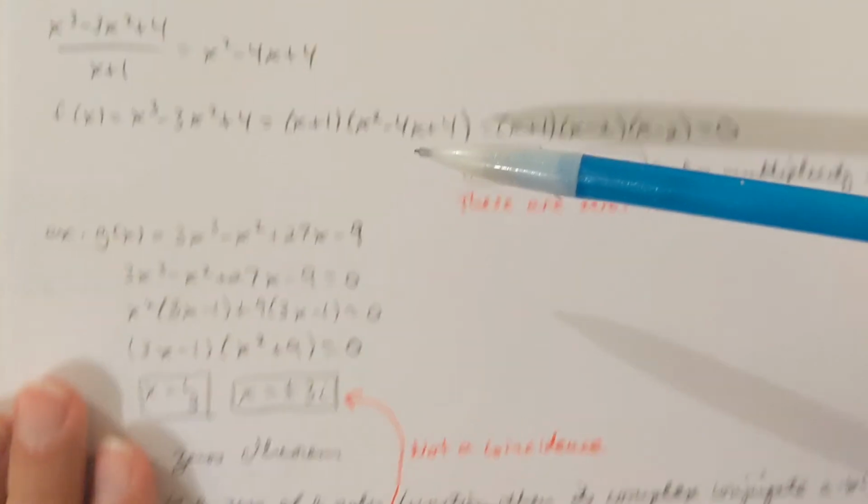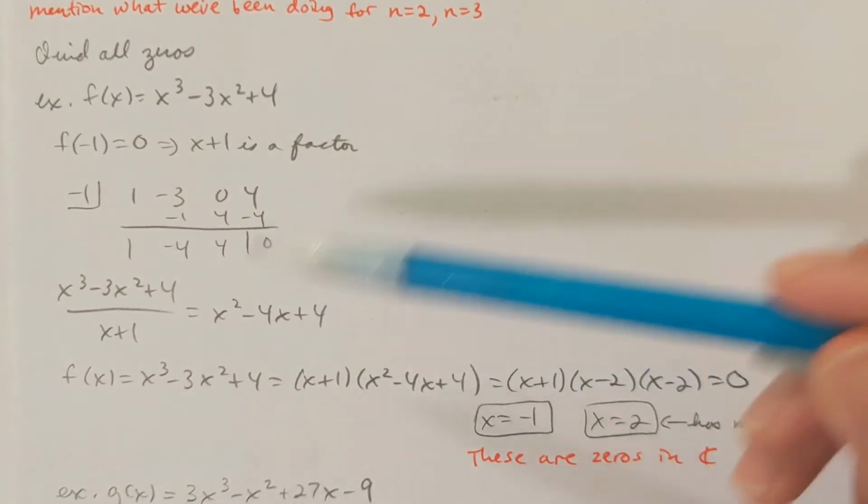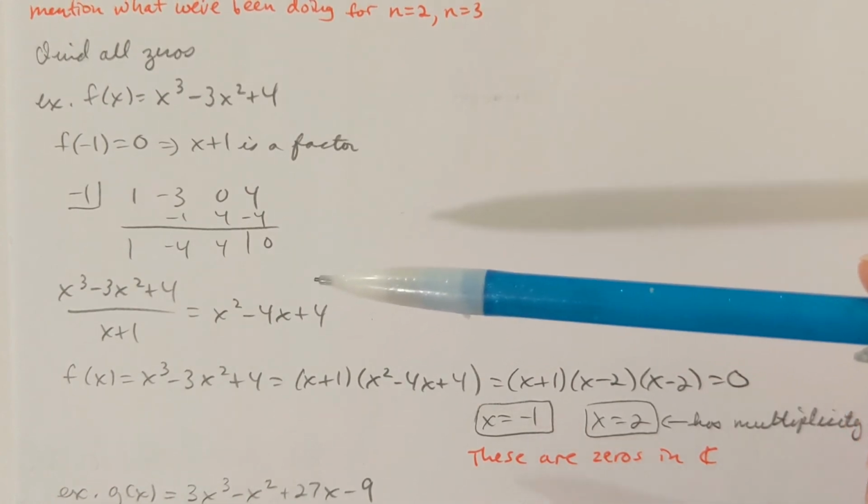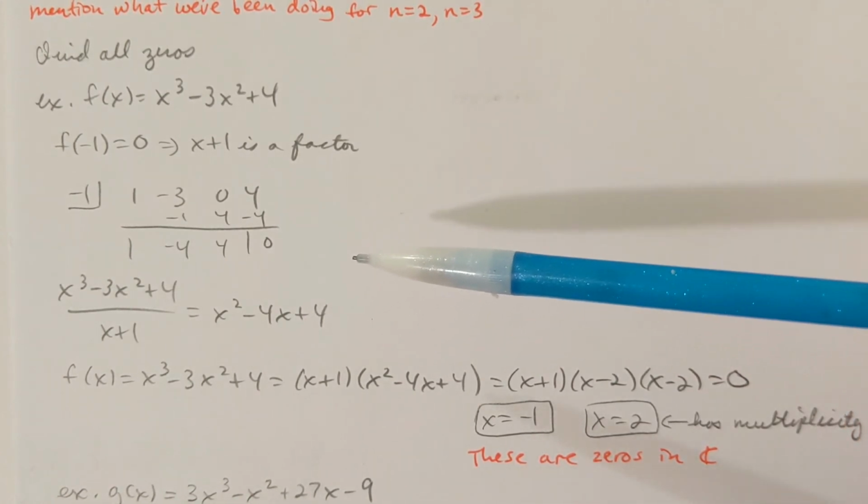Consider what we are learning up here as a Plan B option. Don't forget about what you've already learned when it comes to finding zeros and factoring.